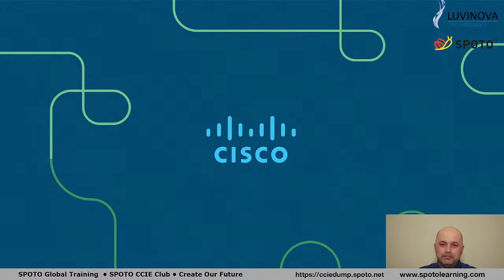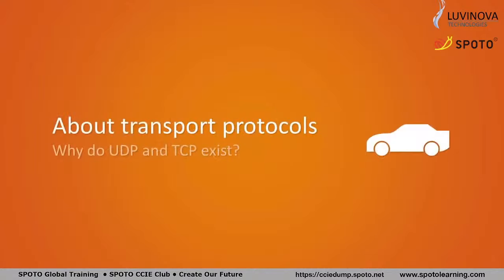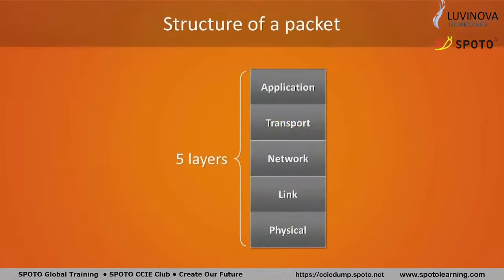Enjoy! In this video, we'll cover the two major transport protocols, UDP and TCP. Before we do that though, let's talk about transport protocols in general to understand why we need them in the first place. On the internet, every network packet follows this 5-layer structure. We have the application layer, the transport layer, the network layer, the link layer, and the physical layer.